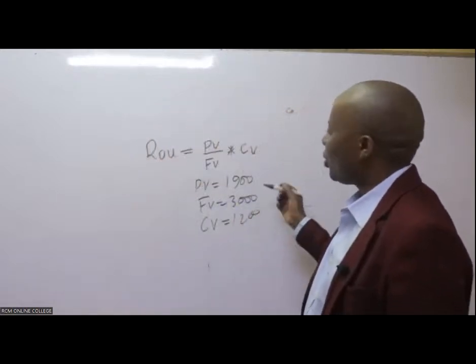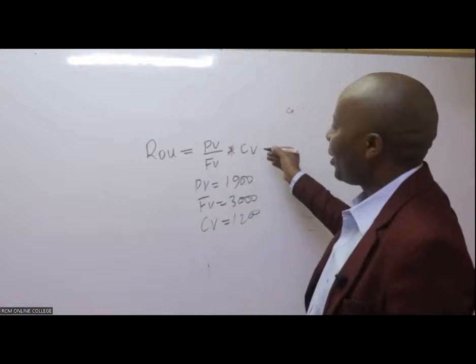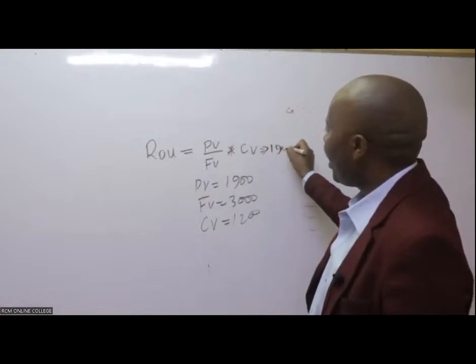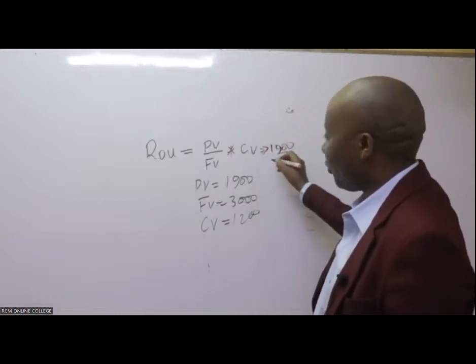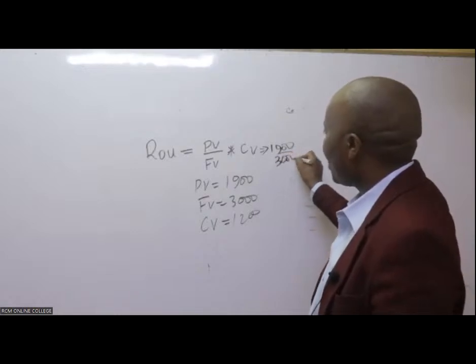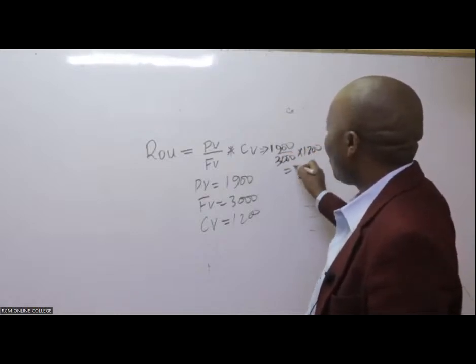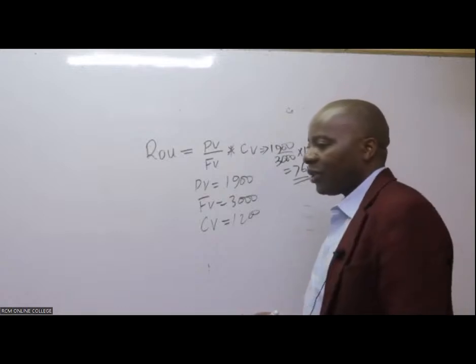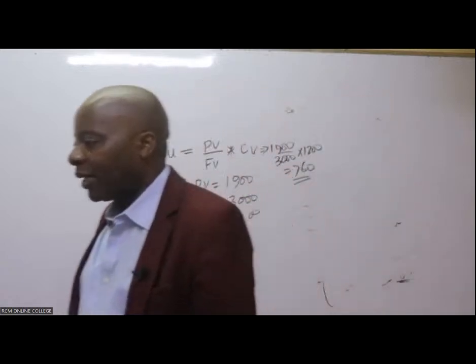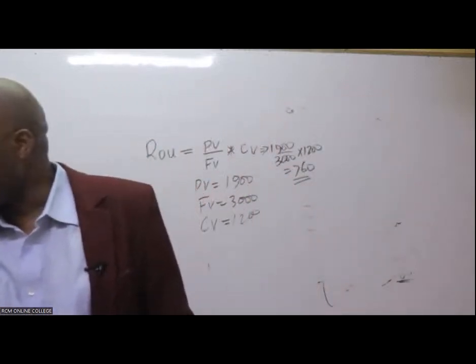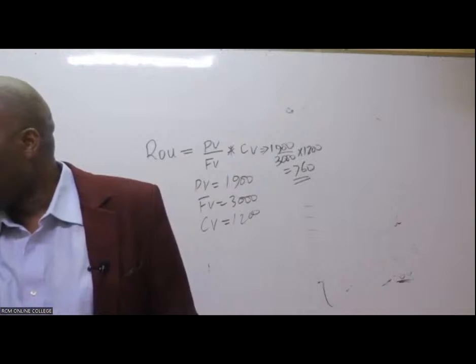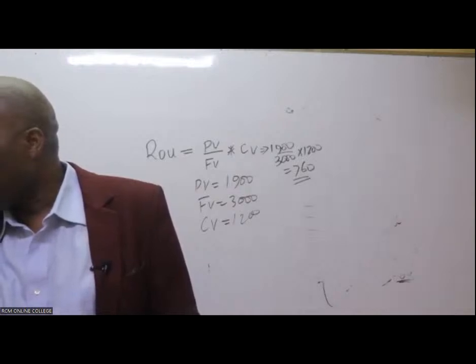So in this case here, this is what we need to get that 760. The present value is given as 1900 over the fair value, 3000, times this 1200. That's how we got this 760. I hope I've answered your question.